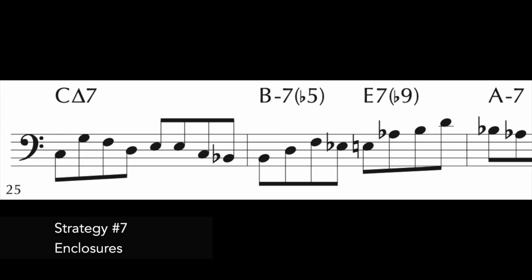And finally, the seventh strategy we can use is what we call enclosures. So this is like a combination between the scalar approach and the chromatic approach. So basically, we're going to approach a target note, for example, B. We're going to approach it either up and down or down and up. So what we're doing is enclosing the target note that we want.